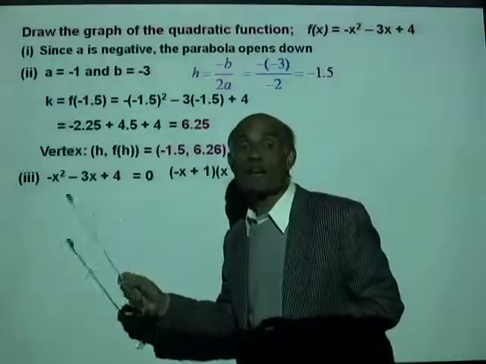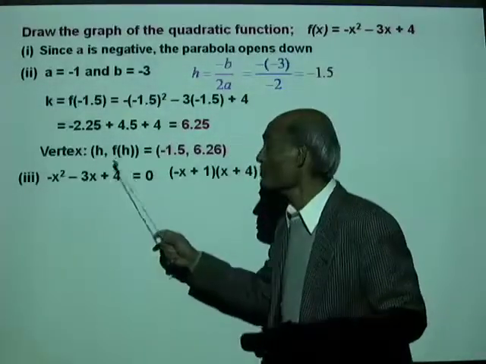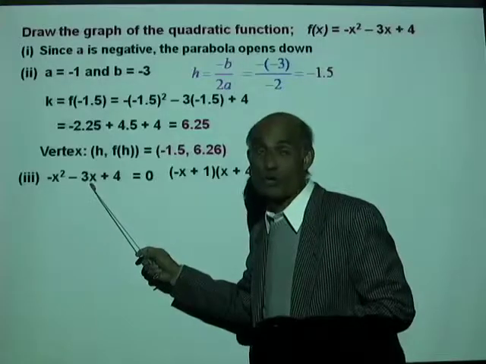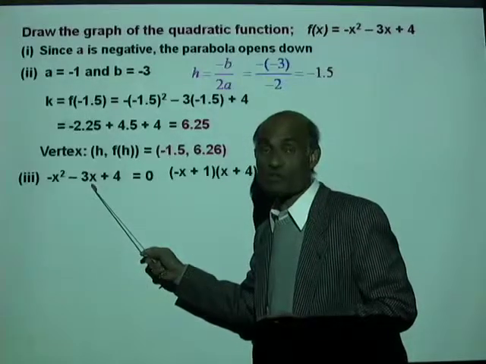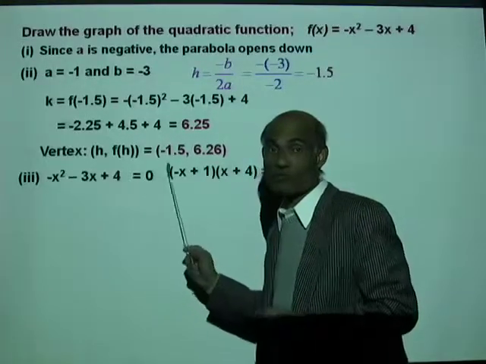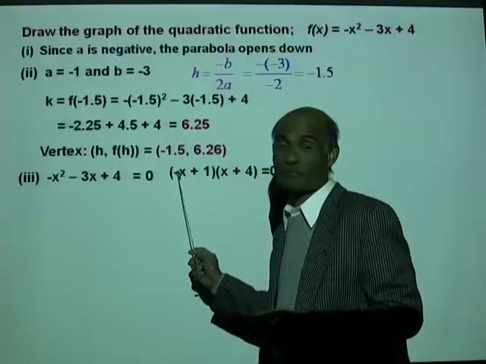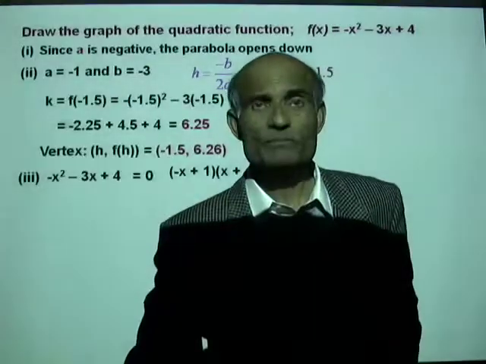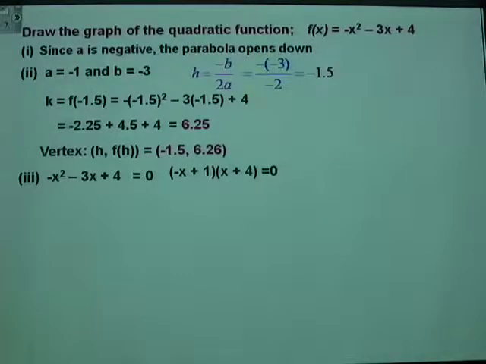Now, I'm assuming that at the pre-calculus level, your factoring skill is good. If your factoring skill is not good, let me know. I hope you know how to factor this. Alright? Let me give you a quick way to factor such simple quadratic functions.